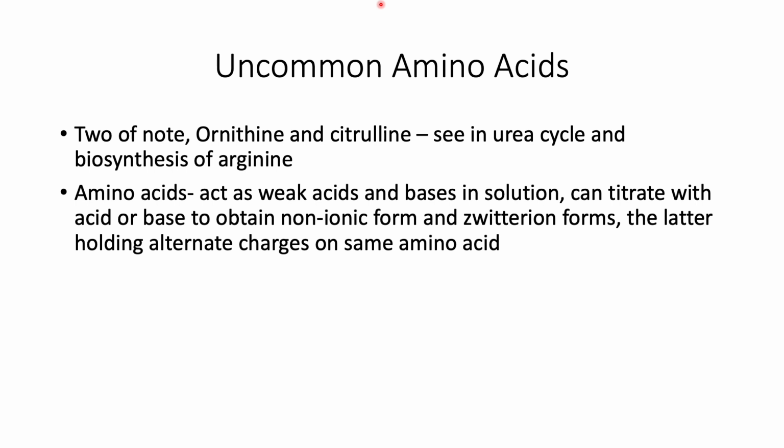We talk about uncommon amino acids, and these are seen in the urea cycle and biosynthesis of arginine. Although all animals need the same 20 amino acids, we differ in the amounts of amino acids we can synthesize. So you can get derivatives of amino acids. We'll be covering some of that. But two of these are of particular interest: ornithine and citrulline are present in the urea cycle, and they're also seen in the biosynthesis of arginine.